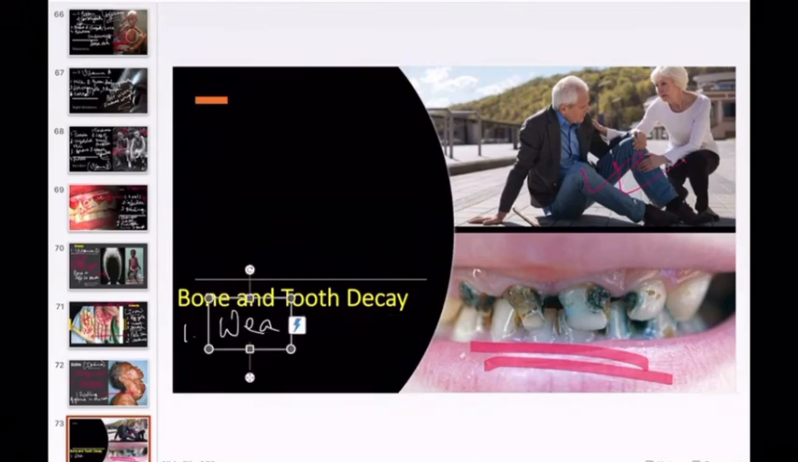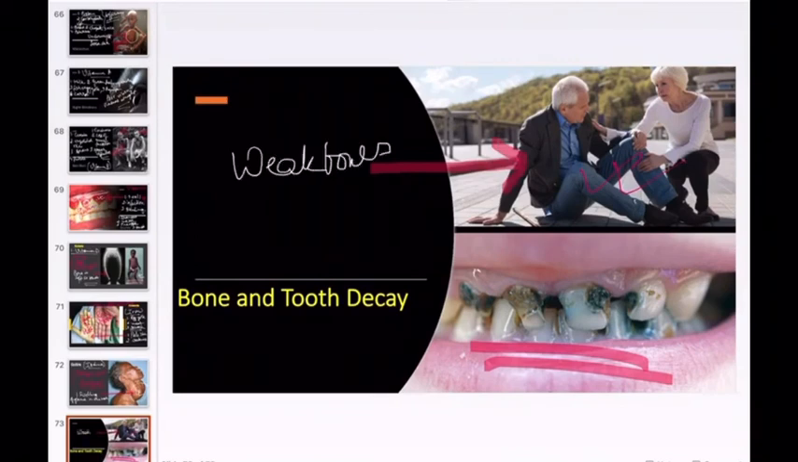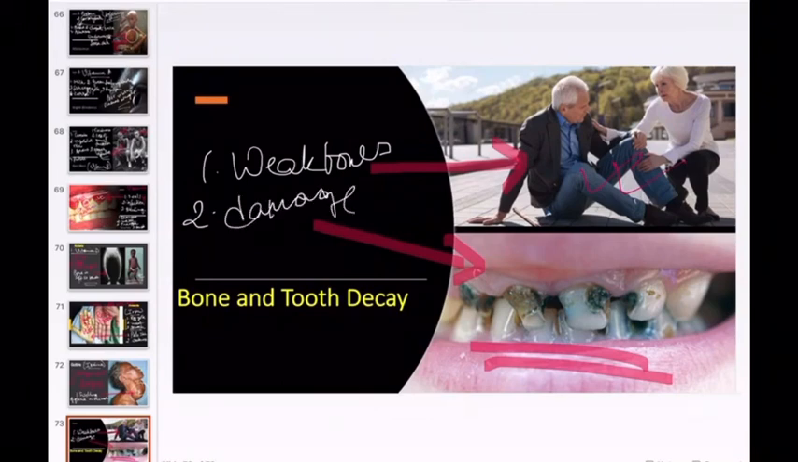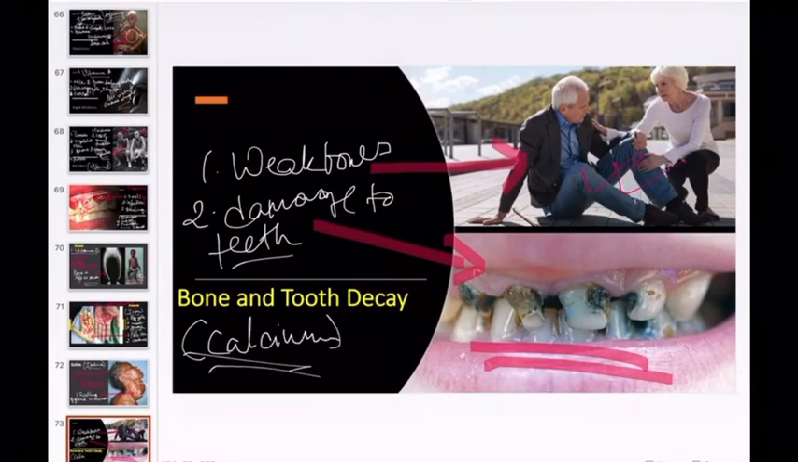Next, what are the symptoms of bone and tooth decay? Bones become weak. This is the first symptom. And second, our teeth get damaged. And what are our bones and teeth made up of? They are made up of calcium. So we must take in more calcium-rich food. Deficiency of calcium leads to bone and tooth decay.